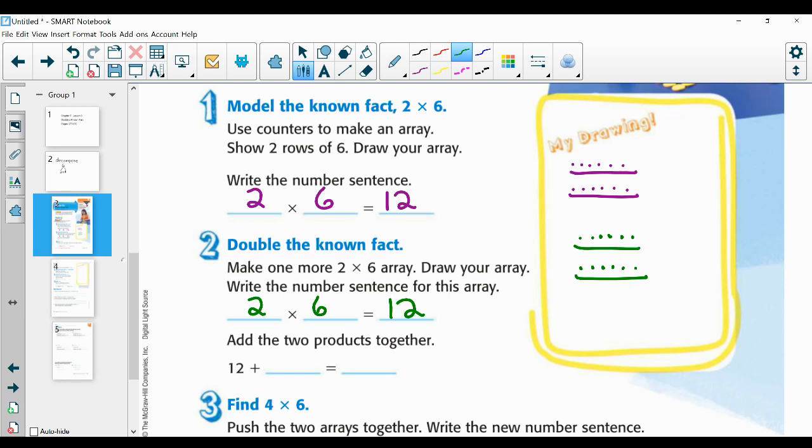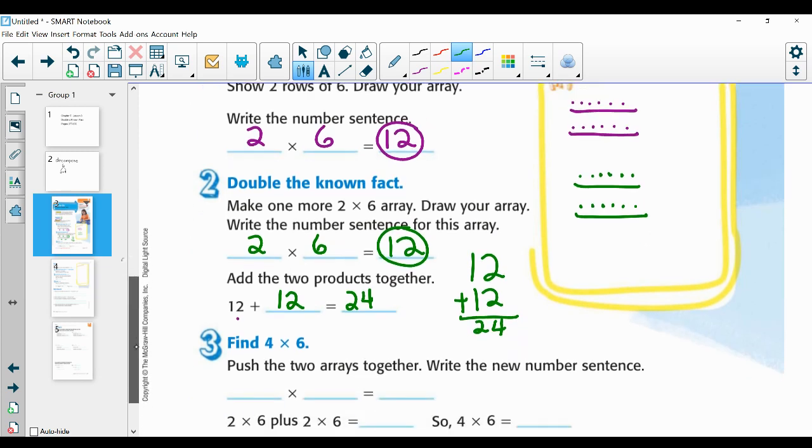Now I'm going to add the 2 products together. So this is one product. This one is the other product. I'm going to add those together. So 12, here's my first product, and now I'm going to add my other 12. 12 and 12 is 24. If you don't know how to add those in your head, you can write them on the side over here and add them up. Remember, we start in the ones place. 2 plus 2 is 4. 1 plus 1 is 2, or 10 plus 10 is 20.